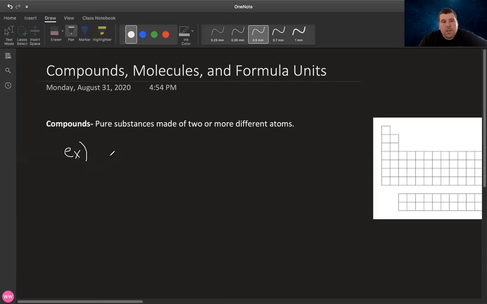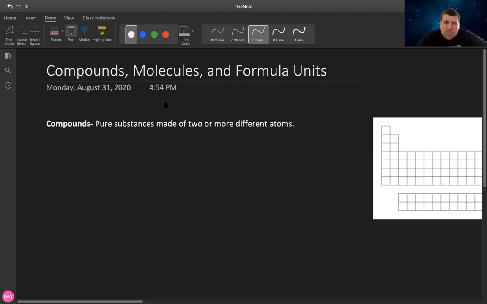So for example, we looked earlier at CH4. That is an example of a compound. I used the word molecule, which I'll define in a second. Sodium chloride, which is table salt, is another example of a compound. And these are compounds because they contain two different atoms, two different elements.